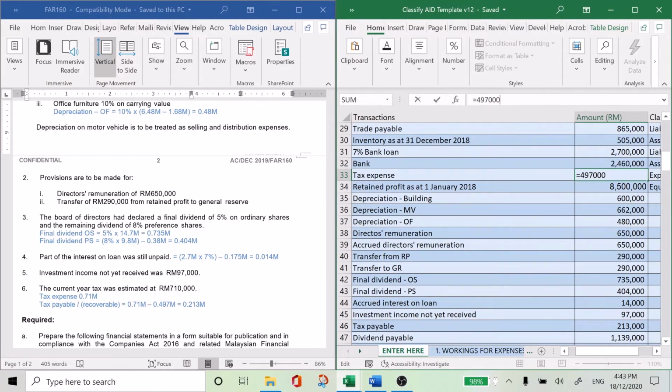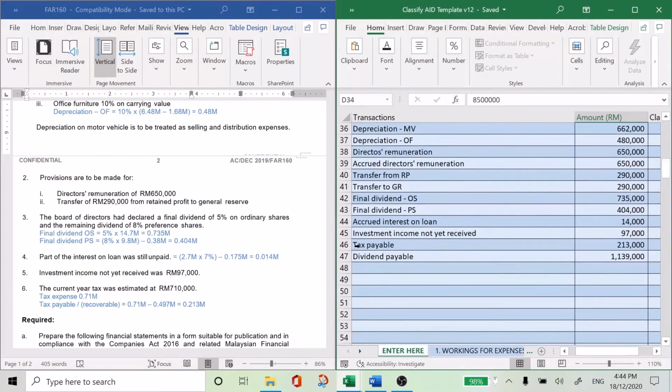So I have to add another 230,000 to make sure that it equals 710,000. This 213,000 means that it is still payable to the tax authority, so we are going to recognize that as tax payable 213,000. Okay, let's go back to dividend payable.